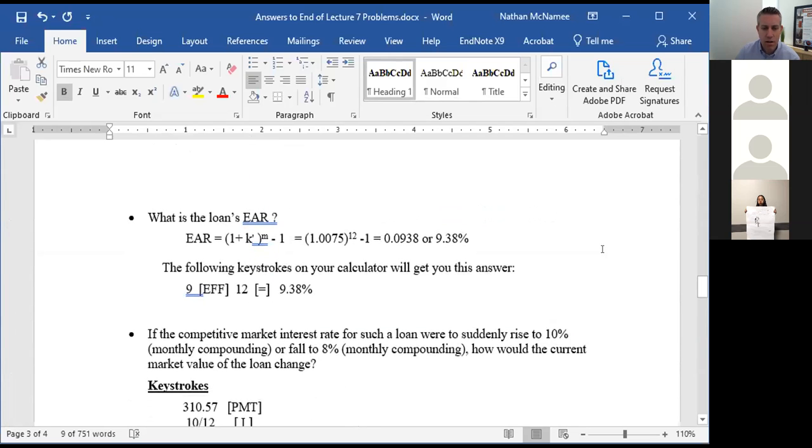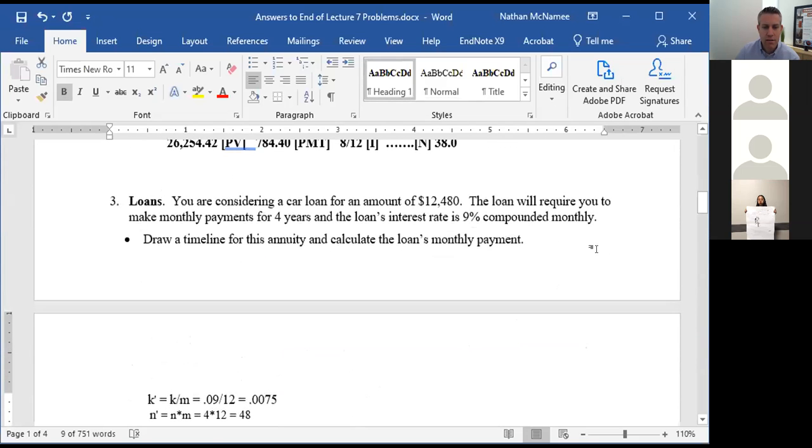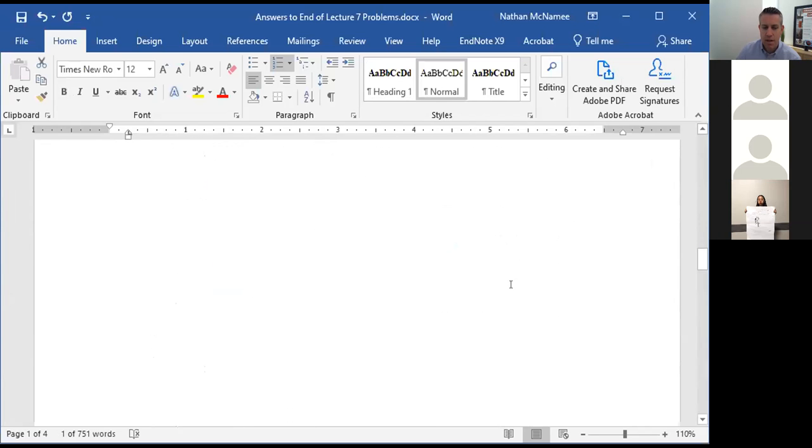Let's do an EAR problem, equivalent annual rate. Okay, so in question number 3, it says you are considering a car loan for an amount of $12,480. The loan will require you to make monthly payments for 4 years, and the loan's interest rate is 9% compounded monthly. So those are the things we know. The present value is $12,480. There's going to be monthly payments for 4 years and 9% compounded monthly.